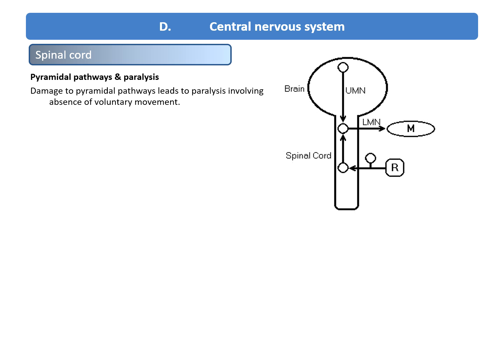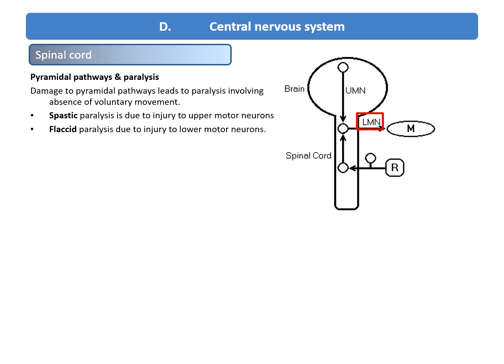Let's look at the pyramidal pathways and paralysis. Damage to pyramidal pathways leads to various kinds of paralysis involving the absence of voluntary movements. Spastic paralysis is one form. It's due to injury to the upper motor neurons. Flaccid paralysis, on the other hand, is due to injury in the lower motor neurons.